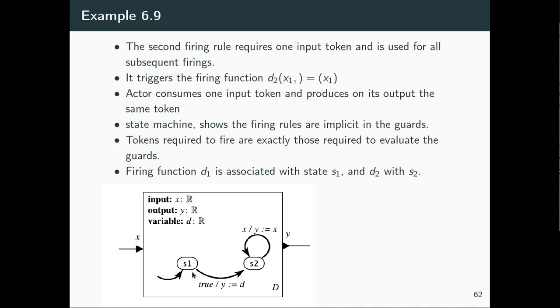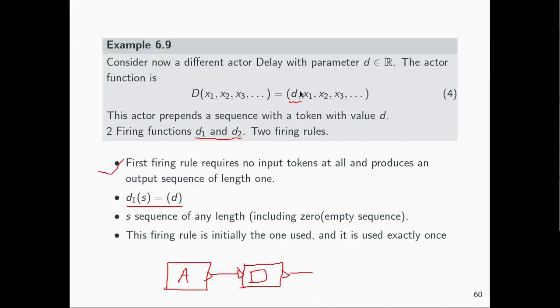Now we will have a look at the finite state machine, but before that we just need to get an idea about the concept of firing rules. Here there are two different firing rules. Why do we have two? One rule is for when there are no input tokens available, and the other is for when there is one input token available. If there are no input tokens available, the output is just D, which is what is prepended here. When there is an input token, for example x1, in the next firing it will produce an output of length 1, which is x1. Similarly, when it receives x2, it produces x2.